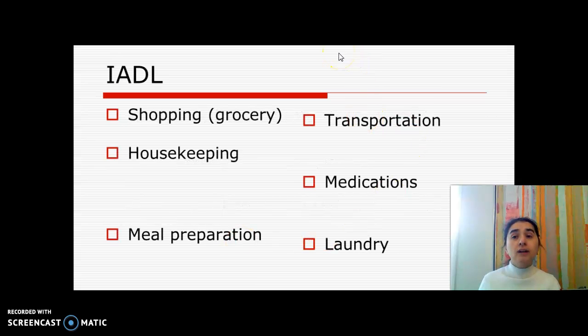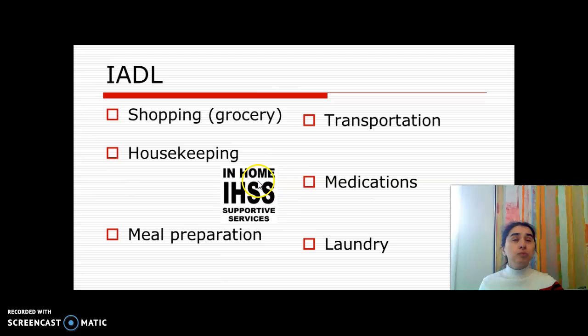Components of IADLs include shopping, housekeeping, meal preparation, telephone use, transportation, medications, doing laundry, and finances. With the exception of management of finances, pretty much you can arrange services that will be helpful for management of patients' needs in outpatient setting, like in home environment. And examples are in-home support services.